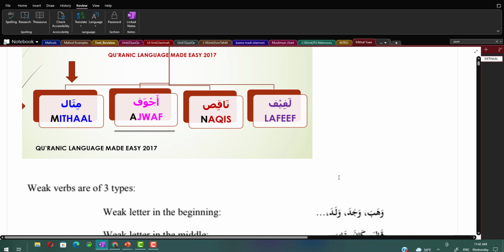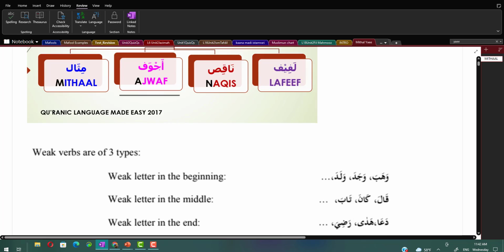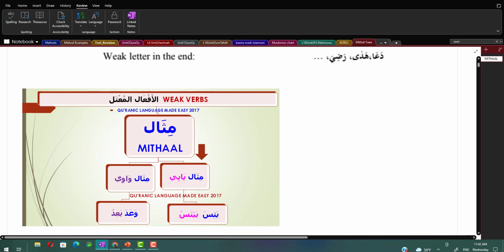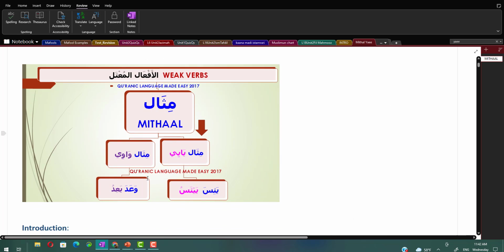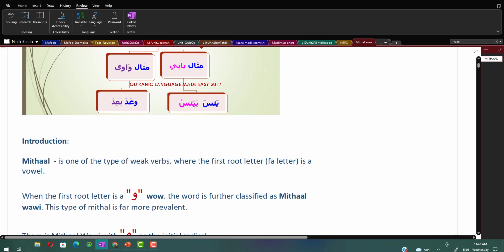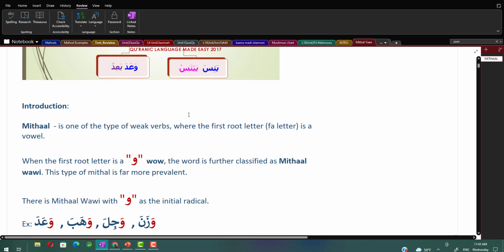In the previous videos, I've covered the different types of ajwaf, and in the last video, I covered the first type of mithal, that is mithal wawi. There are two types of mithal wawi, which is covered in the previous video, and today I'm going to explain about mithal yaee, that is yaisa, yayasu. Mithal is one of the types of weak verbs where the first root letter, the fa letter, is a vowel. When the first root letter is a waw, the word is further classified as mithal wawi.